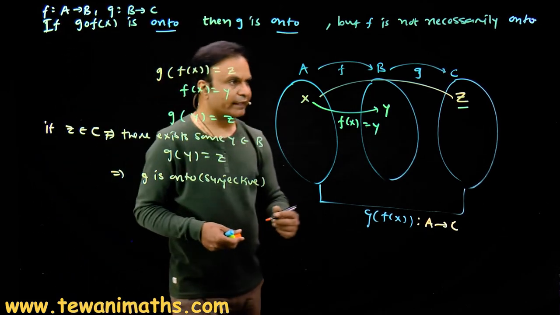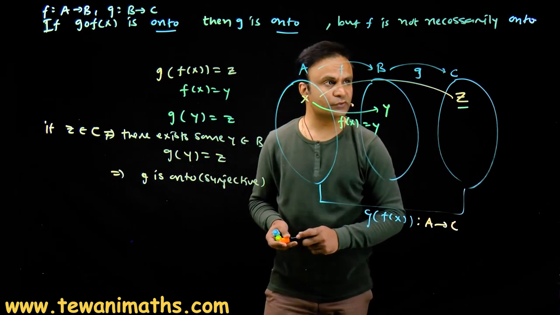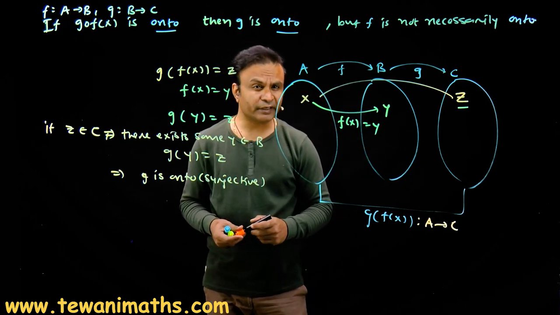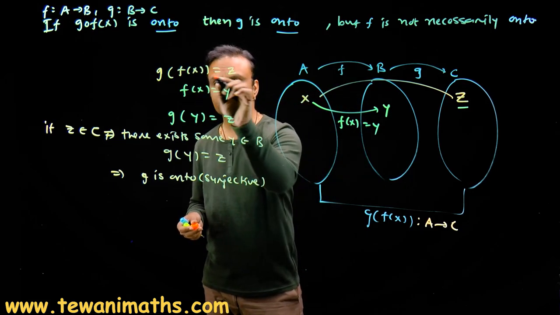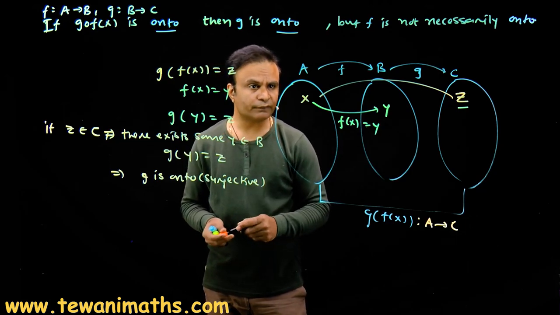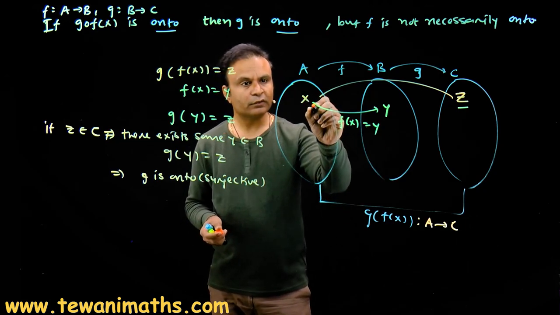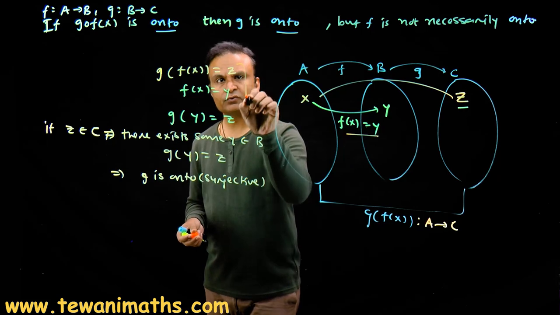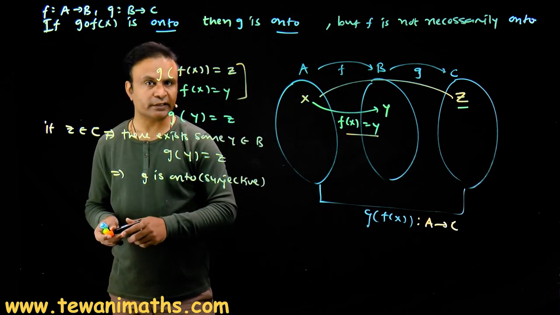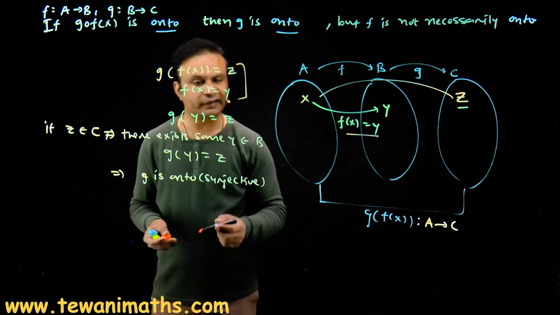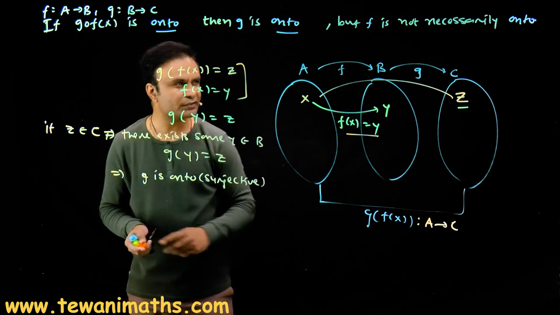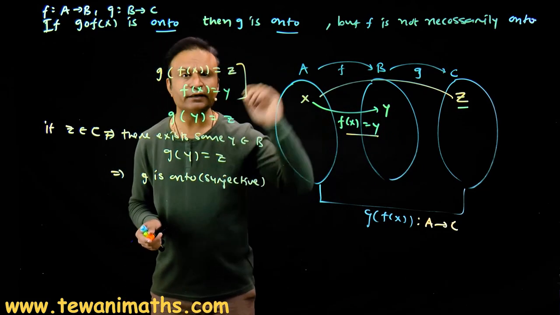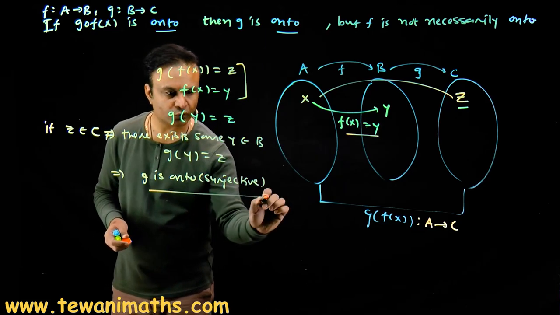How did we prove it? We started with one element in set C, z belongs to set C, and it is given that g of f(x) is onto, so we must have a corresponding pre-image in set A, for which g of f(x) is equal to z. Now from the definition of function, each pre-image has an image. So we have a corresponding image in set B, for which f(x) is equal to y. From these two statements we can say g of y is equal to z. So we started from z belongs to C and we are getting g of y is equal to z. That means image z is associated with some pre-image in set B. This means function g is onto, surjective.